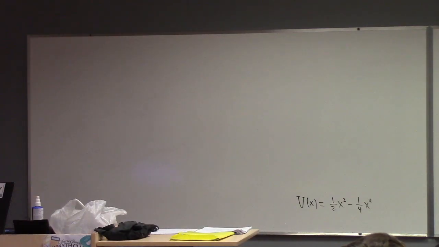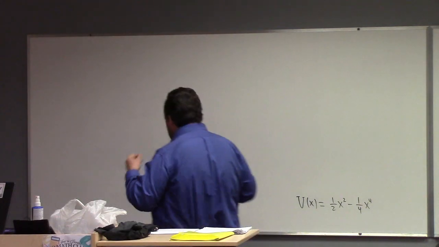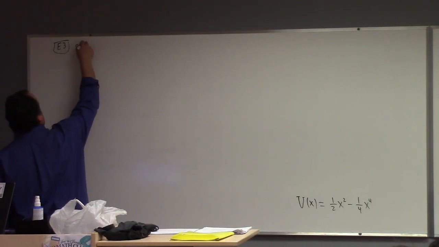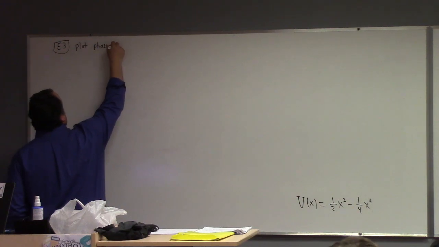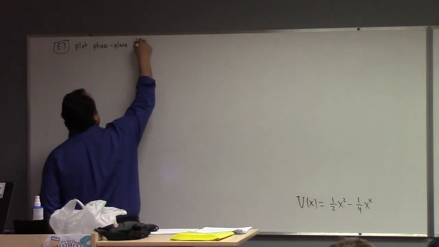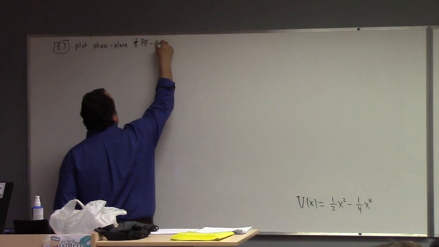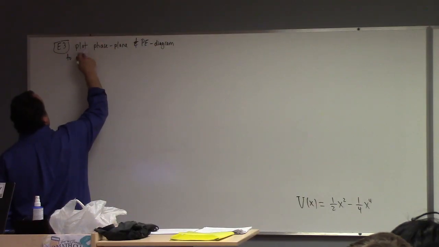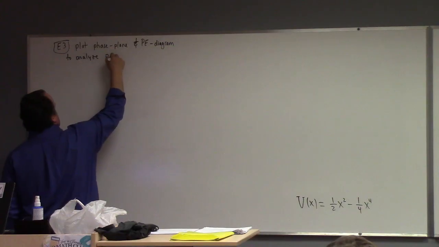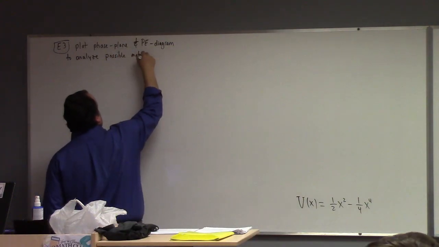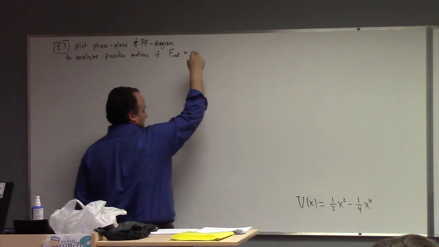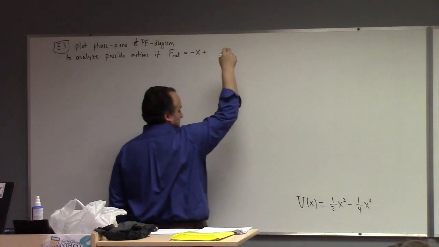All right? So suppose we want to do these things qualitatively. So your example 3, we want to plot the phase plane and potential energy diagram to analyze possible motions if the net force is minus x plus x cubed.